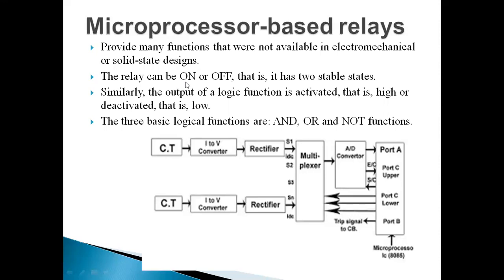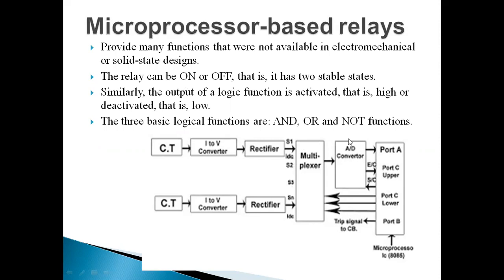Due to this, these microprocessor based relays are used nowadays. Now this relay can be on or off, that is, it has two stable states. As this is an electronic device, it has two conditions, on and off. When the output of a logic function is activated, it is high, and when it is deactivated it is low, meaning 1 and 0, as all of you know. 1 means on, activated, and 0 means low, deactivated. The three basic logical functions are AND, OR, and NOT functions. Here these three functions are used.